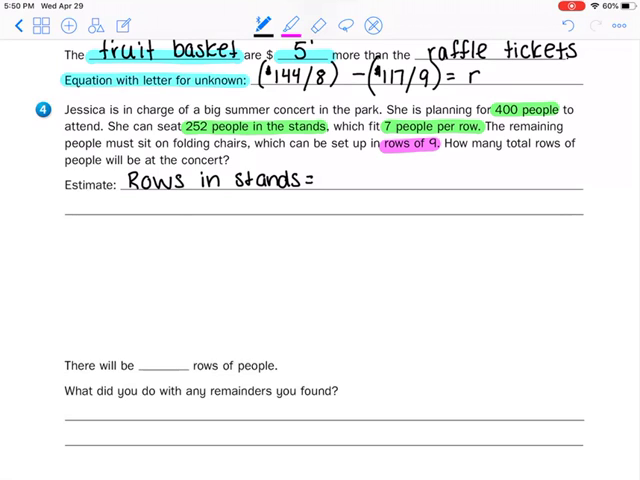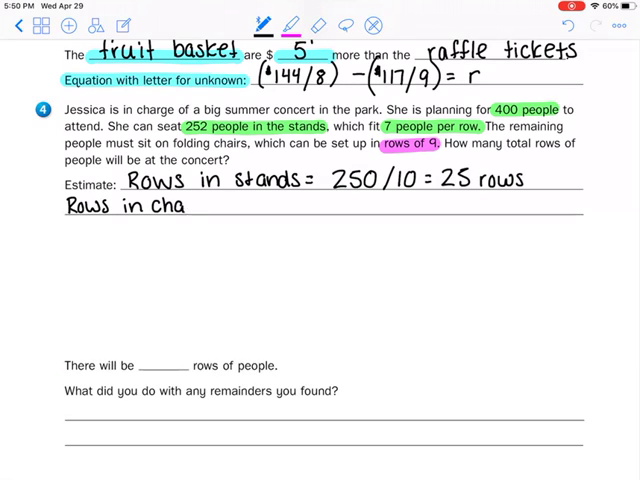which is equal to, she said that she can fit about 250 people in the stands, right? Because 252 is very close to 250, which can fit about 7 per row. And 7 is close to 10. So 250 divided by 10 is 25. So she has about 25 rows in the stands. So now let's figure out how many rows are in folding chairs.